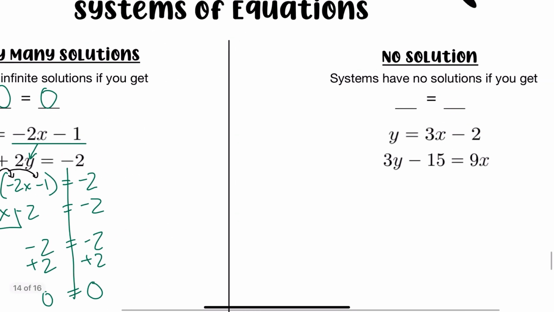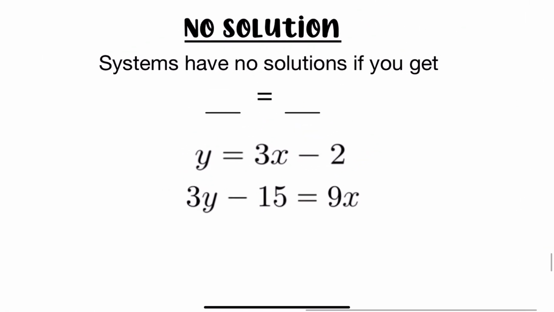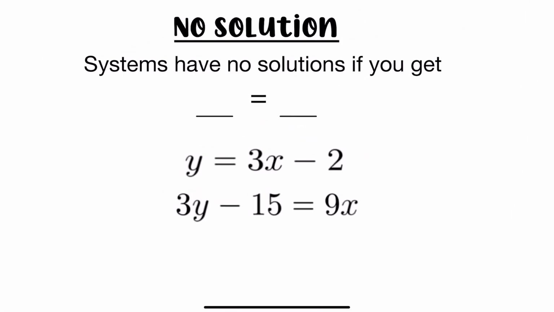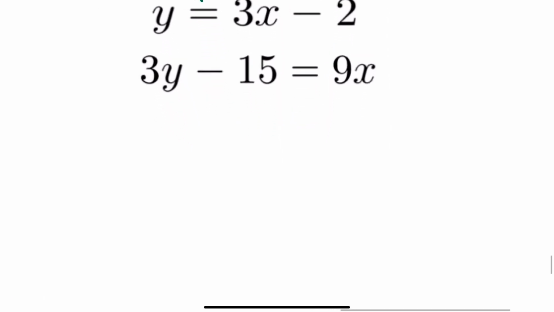All right, so let's move on to our no solutions. No solution systems are going to get a number equaling a different number. So let's say you got like 3 equals 2. This would be a no solution. You need to have 2 different numbers, like 4 equals 5 or something like that. 2 different things. So let's take a look at what that would look like with this.